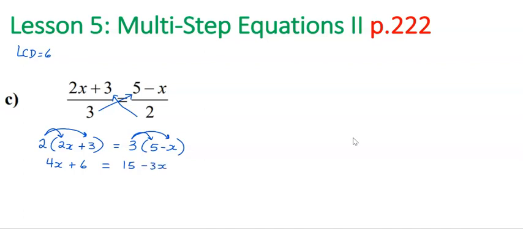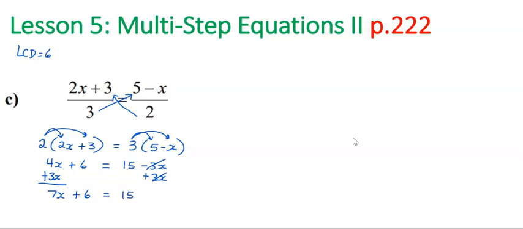Now we're going to collect like terms. Variable terms on one side, constants on the other side. You can do it in any order you want. I'm going to add 3x to both sides. That's how I'm going to begin. 4x plus 3x is 7x. Plus 6 is equal to 15.